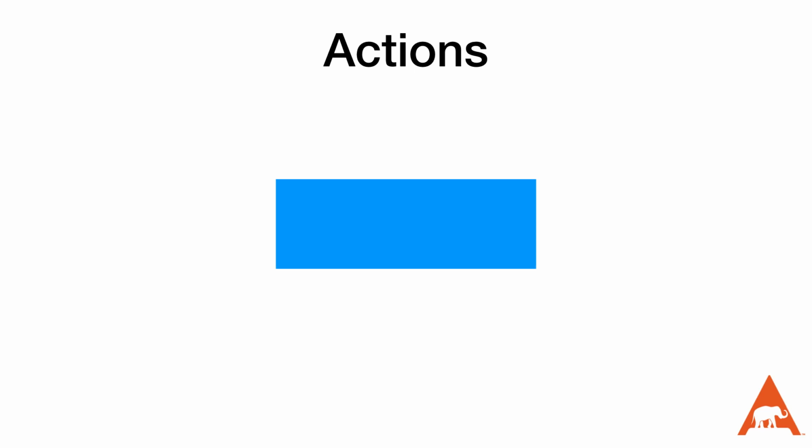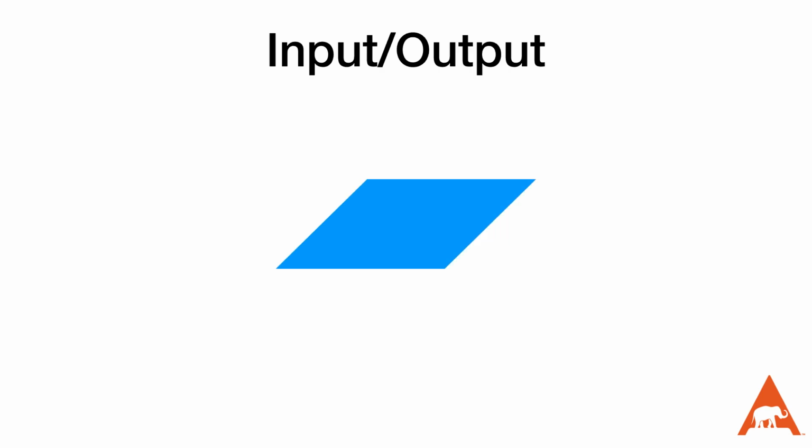To describe actions or operations, we're going to use a rectangle symbol. This might be collecting data from a file, building an object, or performing some action on our data. The input and output phases of the flowchart are represented using a parallelogram.